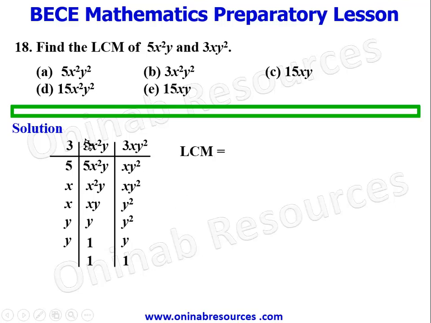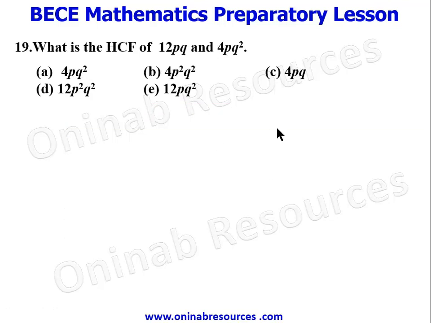So the LCM now will be 3 times 5 times x times x times y times y. And 3 times 5 gives 15. x times x gives x squared. y times y gives y squared. Therefore, the LCM of 5x squared y and 3xy squared is 15x squared y squared. And that will give us option D, which is the end of solution to problem 18. We go to problem 19.